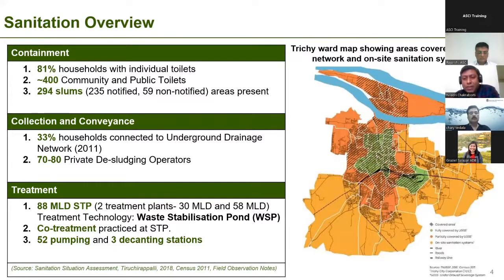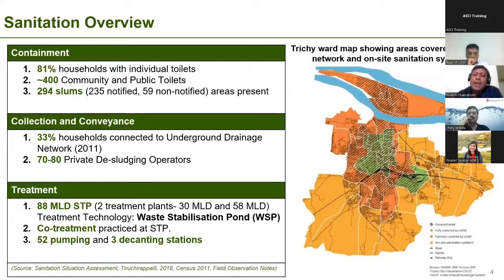But if you look at the map, all the peripheral orange zones are totally depending on the on-site system. The green parts are fully covered, next are partly covered, and that delineation of the sewer line is going on in phase 3 and phase 4. But irrespective of that, there will be a significant section which will still depend on the on-site system. For the on-site part, around 70 to 80 desludging trucks are there, and a total of 54 operators in this city who actually cater to that.